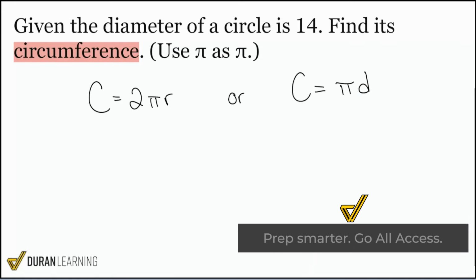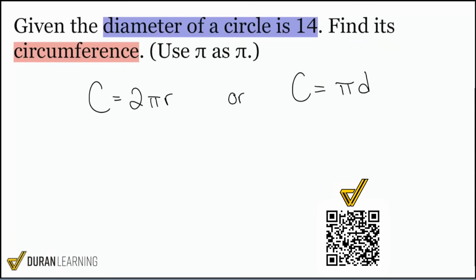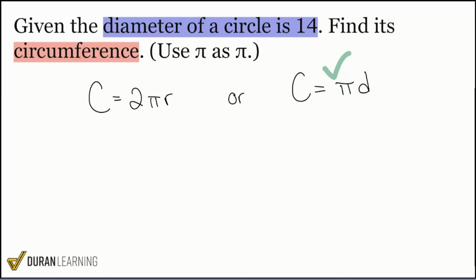My party people, in this situation, given that we are told that the diameter of this circle is 14, which of these formulas should I select? Number 1 or number 2? Yeah, the second one. Exactly. We'll select the second one because, again, we have the diameter. Let me actually use blue to be consistent. The diameter that we're given equals 14.